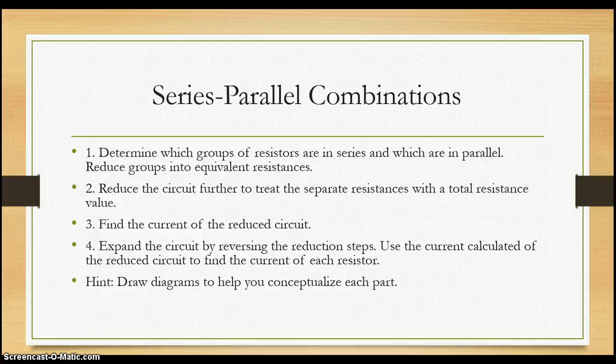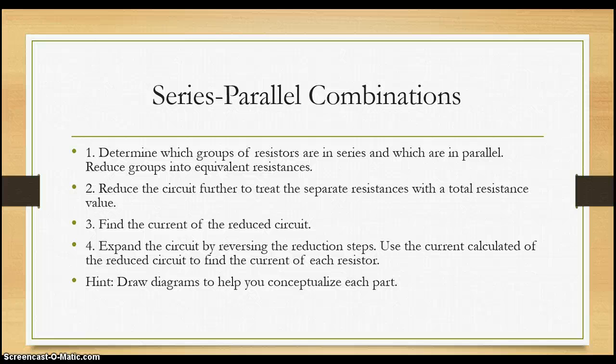So first, you have to determine which groups of resistors are in series and which are in parallel, and then you can reduce the groups into equivalent resistances. And then you have to reduce the circuit further to treat the separate equivalent resistances as individual resistors. And you keep doing this until you have a single loop with one total resistance value. And you can find the current of the reduced circuit using I equals V over R total. And then you can expand the reduced circuit back to the actual circuit when you reverse the reduction steps.